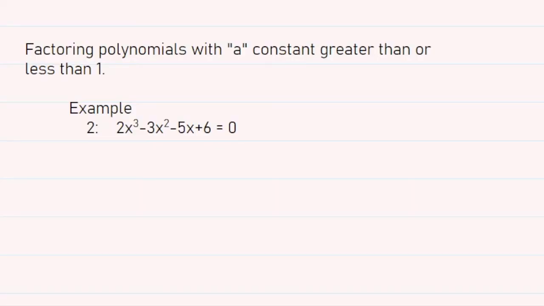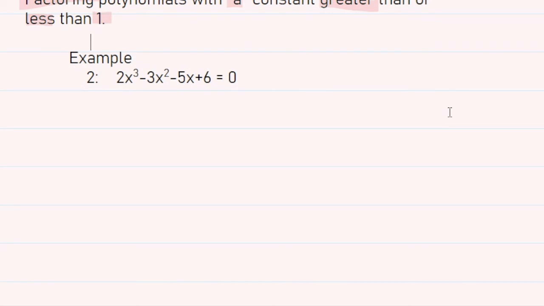Alright, so for a second example, we're going to be factoring polynomials with an a constant that's greater than or less than 1. So for example here, we have 2x cubed minus 3x squared minus 5x plus 6, which is equal to 0. Right, so our first step is to see if there are any common monomials that we can factor out. In this case, we don't have any common monomials that we can factor out.